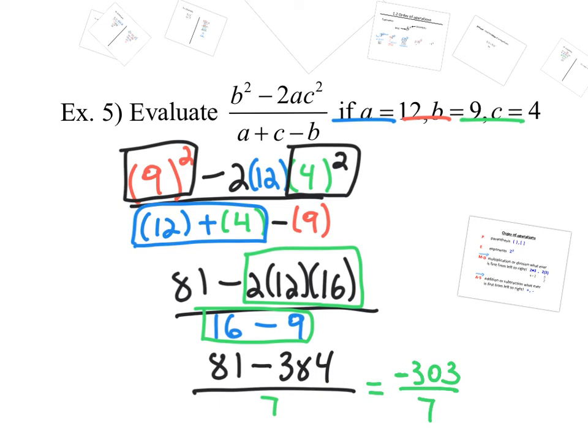Now you guys have to check if you can simplify the fraction, and I'll help you guys on this one. You cannot. So the answer is negative 303 over 7. If I ask for decimals, you use the calculator, you turn that into a decimal. If I don't ask for decimals, do not change it to a decimal. And mixed numbers, I'm not asking for that, so improper fractions is fine.